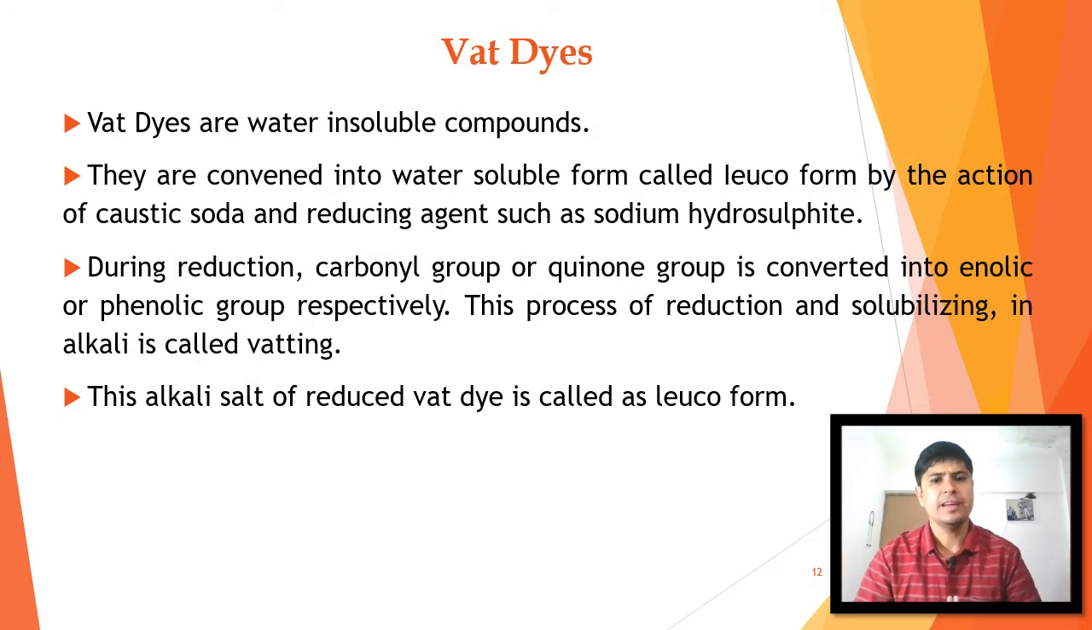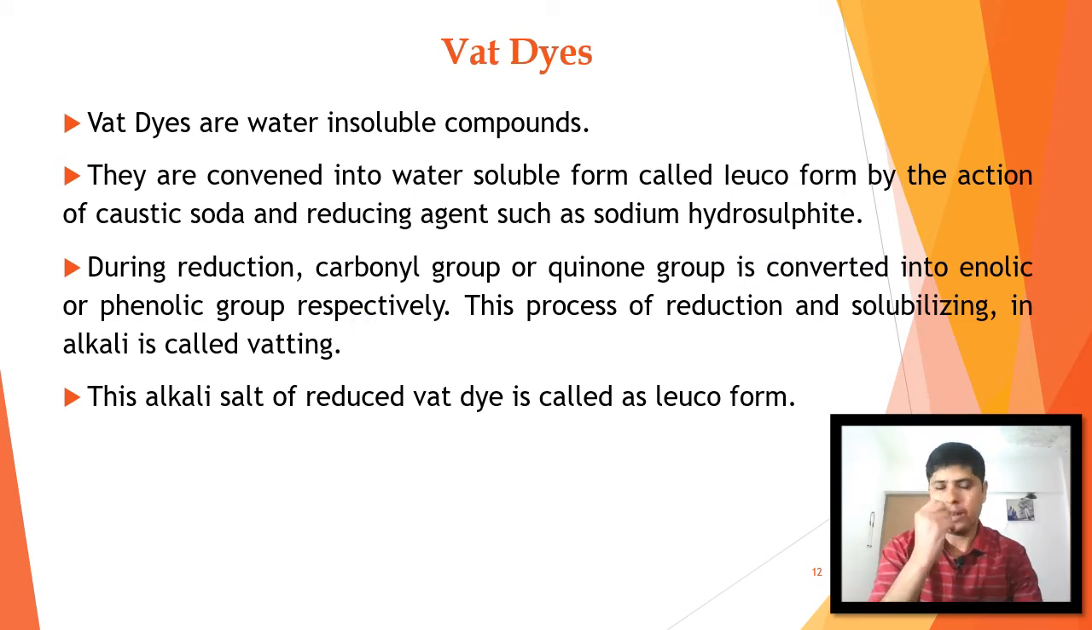Now let us see the next class of dyes, vat dyes. Vat dyes are water-insoluble compounds. They are converted into a water-soluble form called leucoform by the action of caustic soda and a reducing reagent such as sodium hydrosulfite. This we have already seen in the vat dyeing method. During the reduction, a carbonyl compound or a quinone compound is converted into an enolic form or phenolic group respectively.